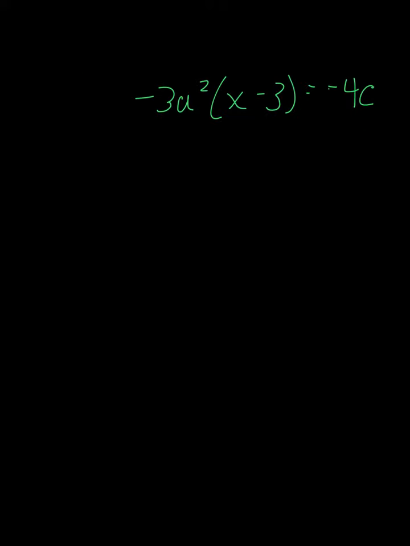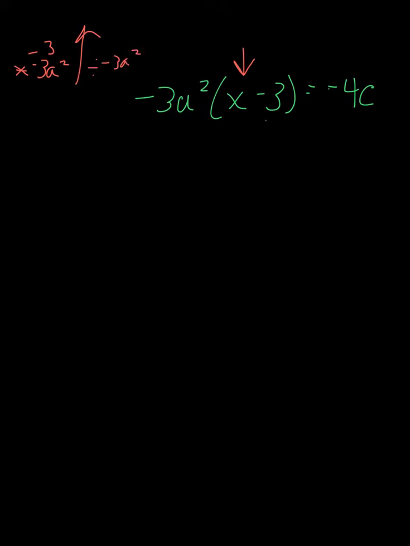Okay, this problem's asking me to solve for x. So I ask myself, what is happening to x in order of operations? Order of operations says to do parentheses first, so x is being subtracted by 3 first. Then it's being multiplied by negative 3a squared. So to solve, I need to divide by negative 3a squared first.